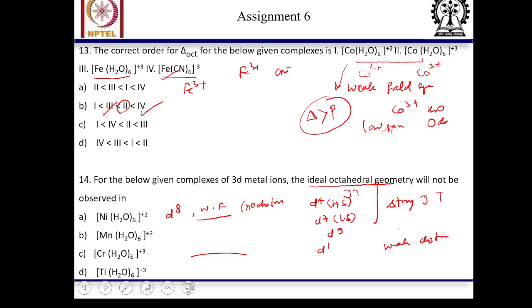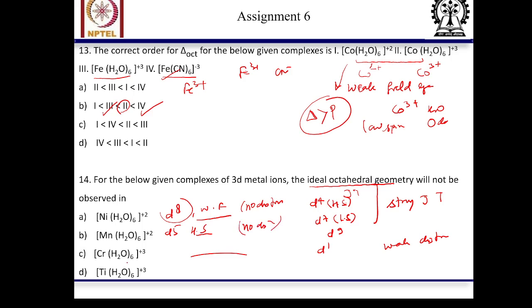The Jahn-Teller theorem says that for a nonlinear molecule, if there is an electronically degenerate state, then if distortion occurs, we are lowering the symmetry and lowering the energy. Here there is no electronically degenerate state. In the D8 case, it is not possible at all, right? In Mn2+, we have D5, high spin. D5 high spin complex, again there is no Jahn-Teller distortion, because that rule will not be valid.